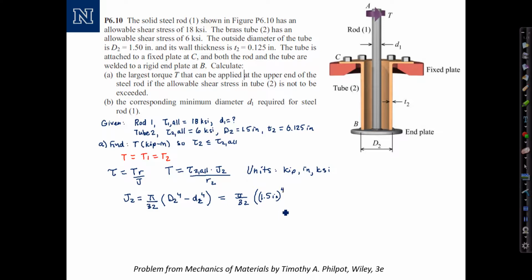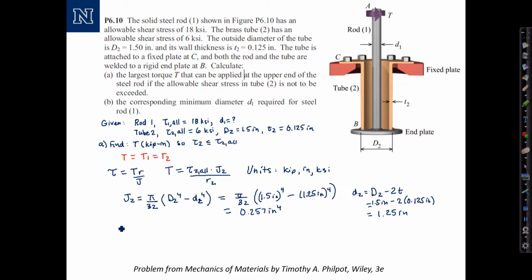The outer diameter is 1.5 inches. The inner diameter D2 is equal to D minus 2t, which is 1.5 inches minus 2 times 0.125 inches, which computes to 1.25 inches. So I'm going to come back and substitute that in this formula, minus 1.25 inches to the fourth. Okay, so doing the computations for that one, we get that J2 equals 0.257 inches to the fourth.